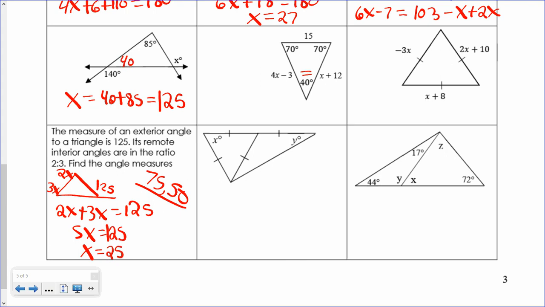What's x? You shouldn't even have to think. What's x? 60. This is an equilateral triangle, which means it's also equiangular. So each angle is 60. How would I find y?